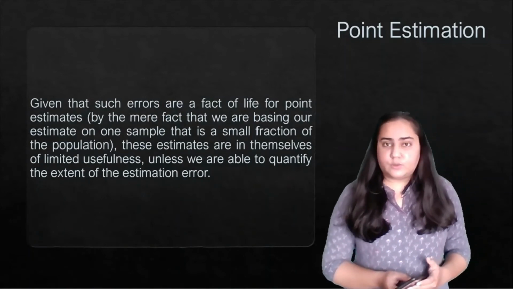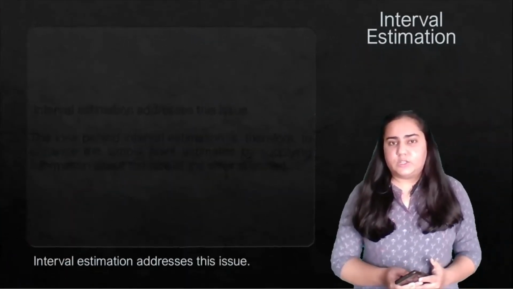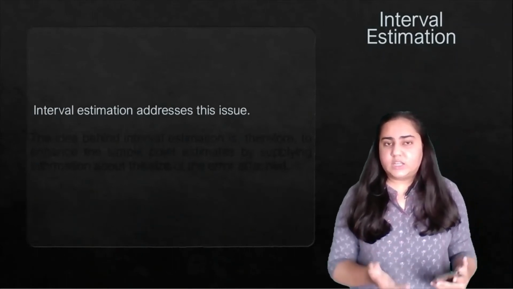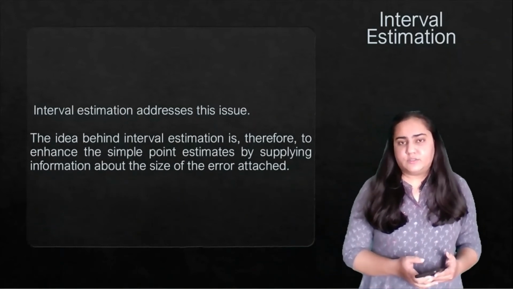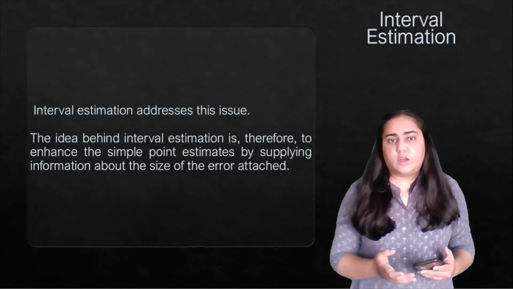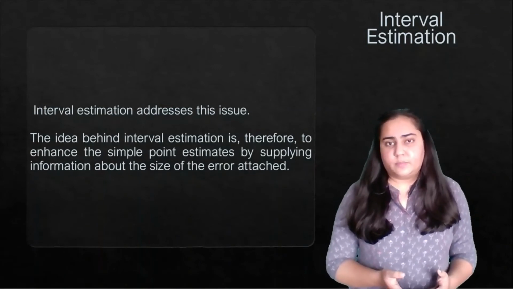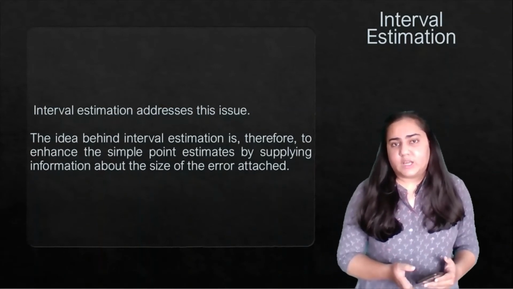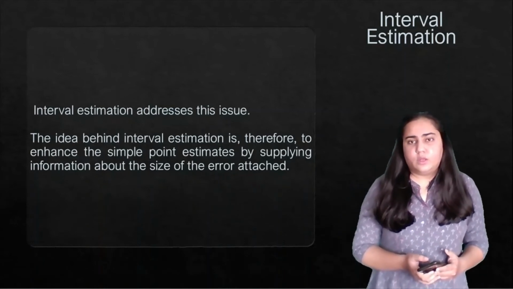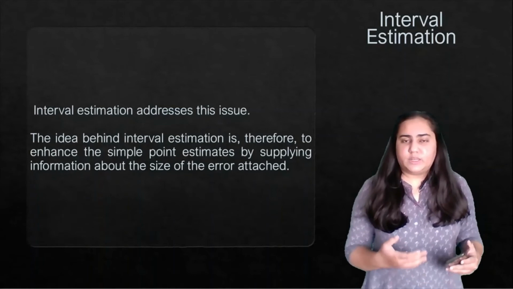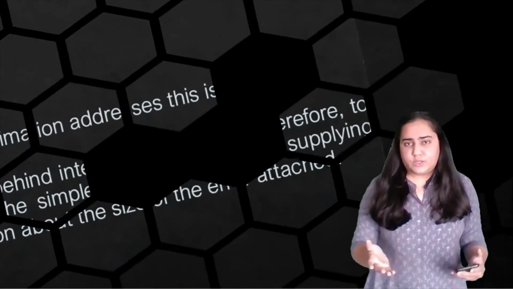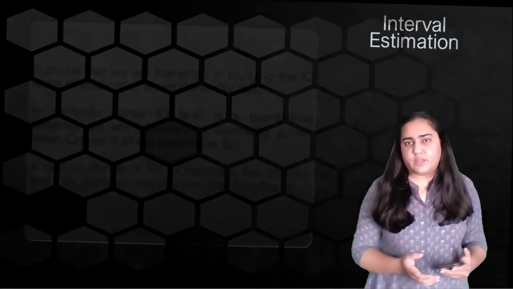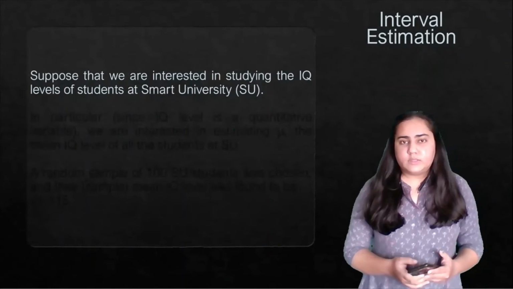And that's what we can come to know if we see our next type of estimation, which is interval estimation. So this issue is addressed by interval estimation, and the idea behind interval estimation is therefore to enhance the simple point estimates by supplying information about the size of the error attached. So now in interval estimation, we want to enhance whatever we found through point estimation by attaching how much error can happen, by quantifying that error. So let's see an example.